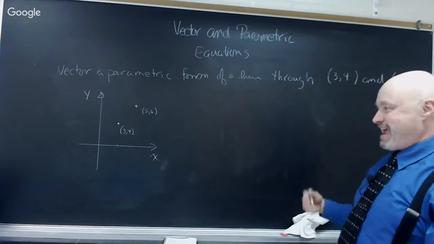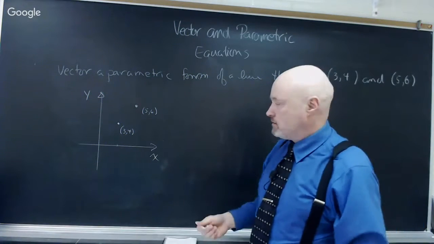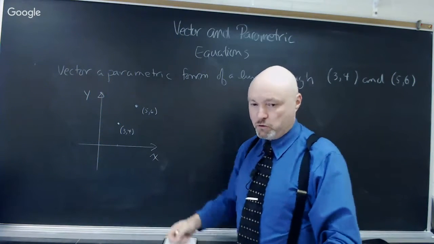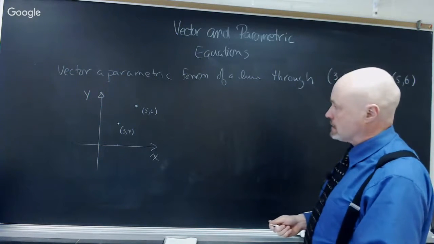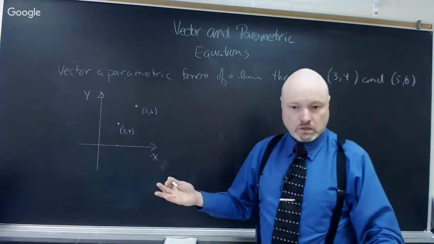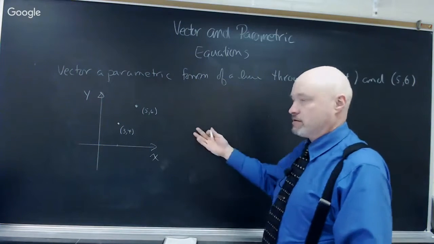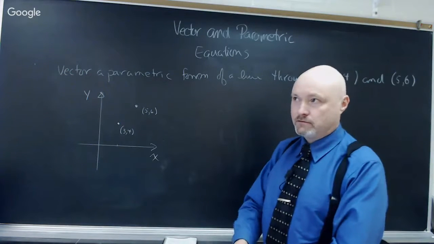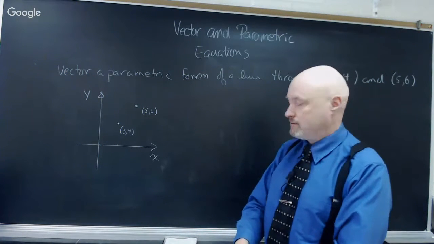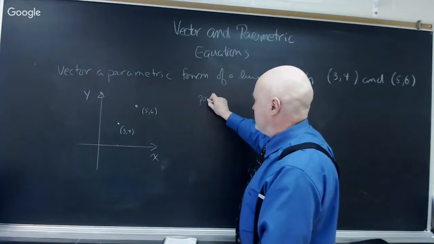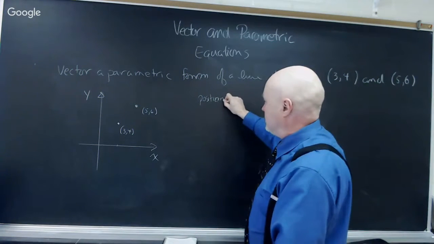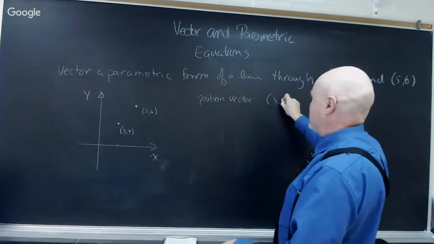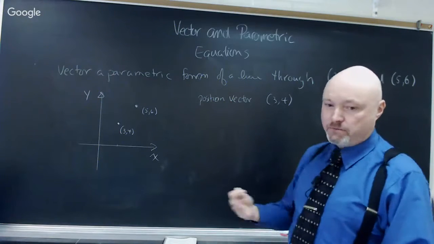I'll just say this much. There are a lot of different vector equations that we could put in that would go through those 2 points. We're going to start out and pick a position vector that will definitely put us on those 2 points. Would 3, 4 work? Yes, that would be my choice. Okay, there's our position vector.